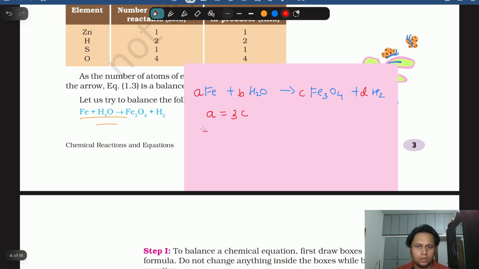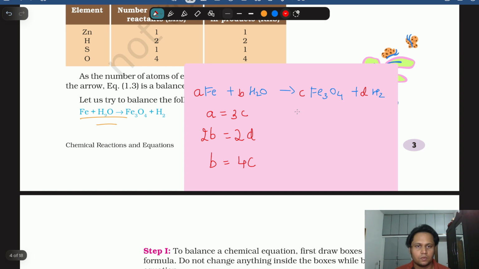How many hydrogen is here? 2. What is the coefficient? B. 2B is equal to, how many hydrogen here? 2. What is the coefficient? D. 2D. Now, how many oxygen is here? Only one, right? So B. How many oxygen here? 4. What is the coefficient? C. 4C. Now, the second step is make any one of the coefficient as 1.